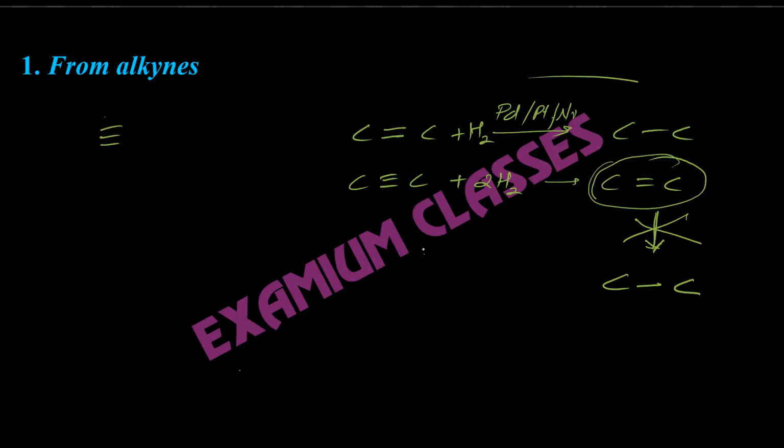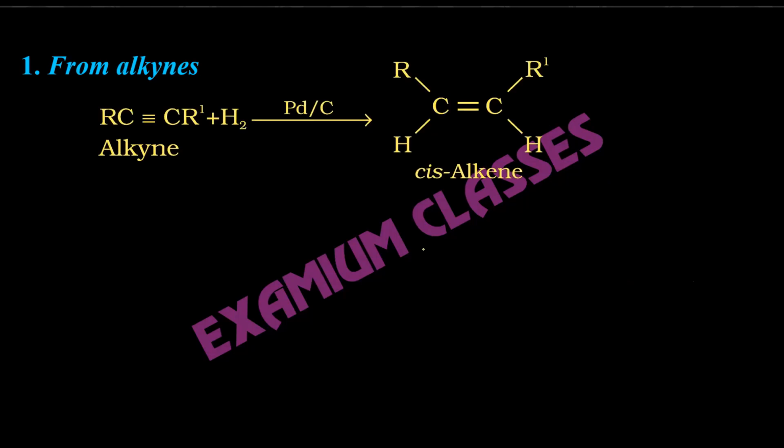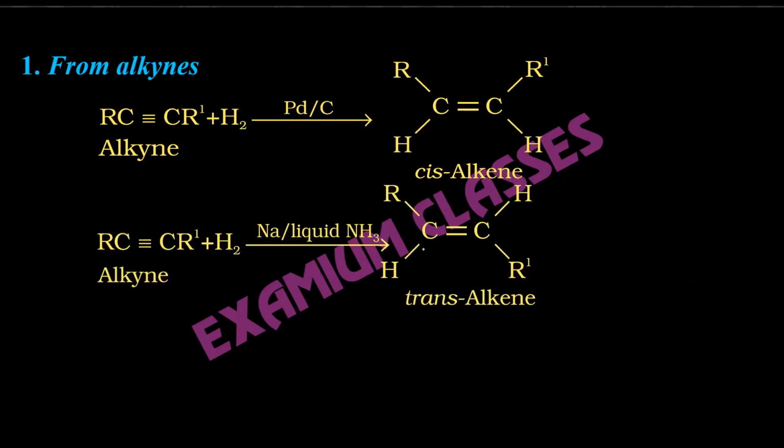For that, the reactions are very much similar to what we talked about in case of alkene to alkanes. We are using hydrogen with palladium on carbon, or we can do the reduction with sodium and liquid ammonia. Now you can see the difference. When you use palladium and carbon, we get the cis form of alkene. When you use sodium and liquid ammonia, you get the trans form. So this is something you will memorize.